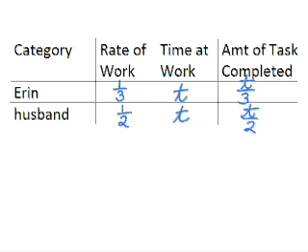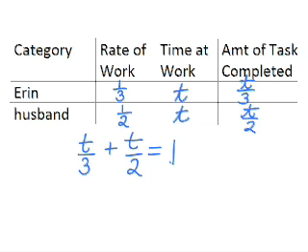So we're going to take Erin's amount completed plus her husband's amount completed, and that's going to equal 1 room. So we have Erin's amount completed, t over 3, plus her husband's amount completed, t over 2, equals 1.